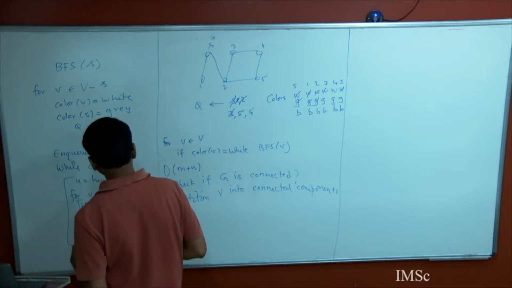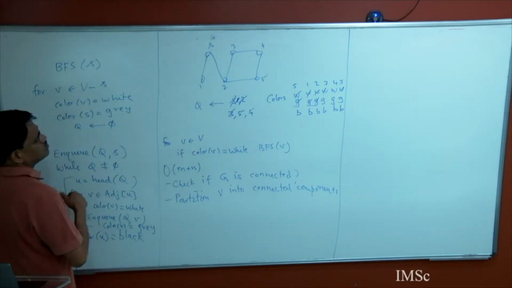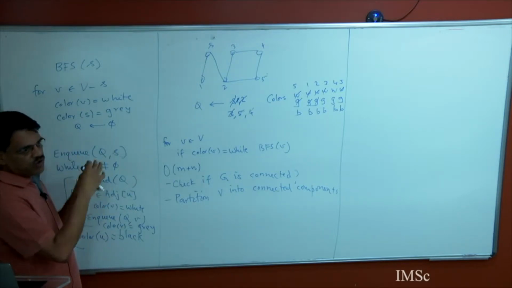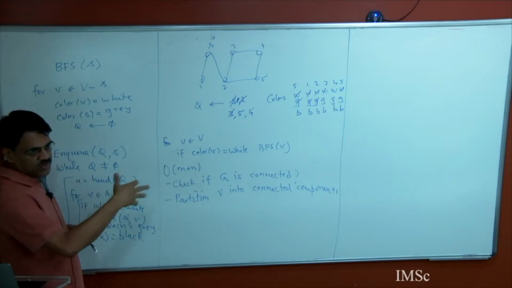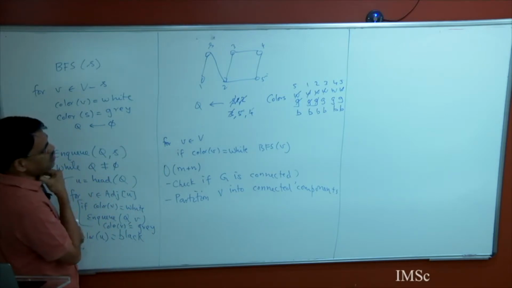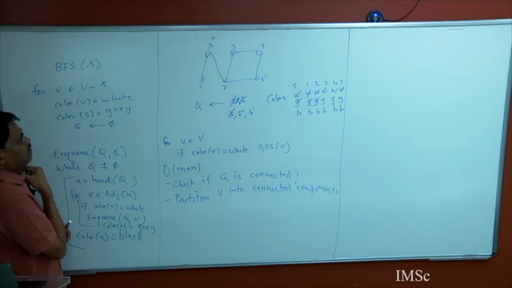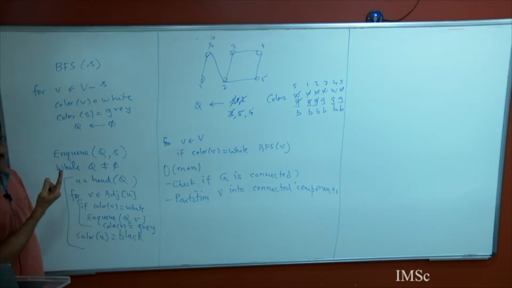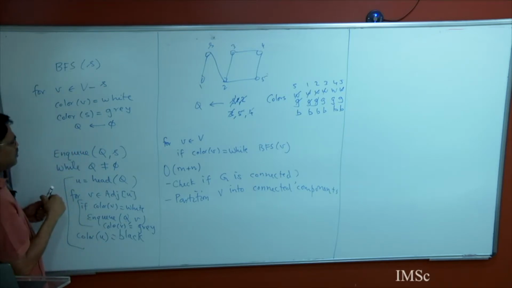So you can get a tree if it's a connected graph, otherwise you get a forest, what is called a BFS tree or a BFS forest. So how do I get this tree? Every time I add somebody to the queue, I'll see who made me add that vertex into the queue, and make that vertex the parent of this.